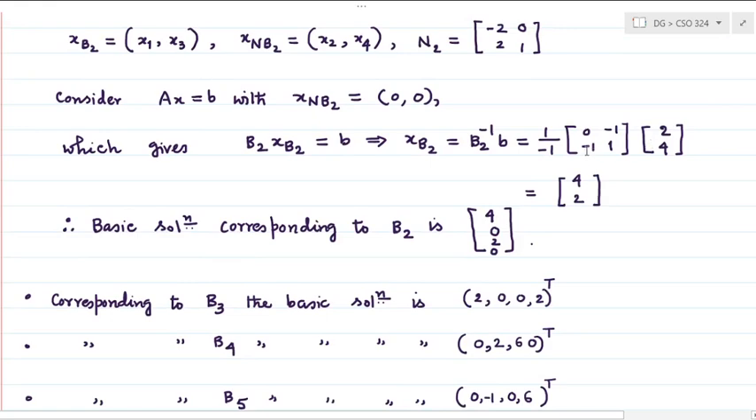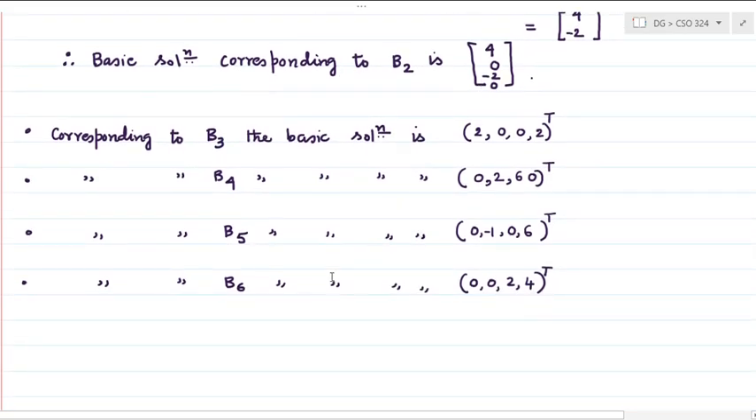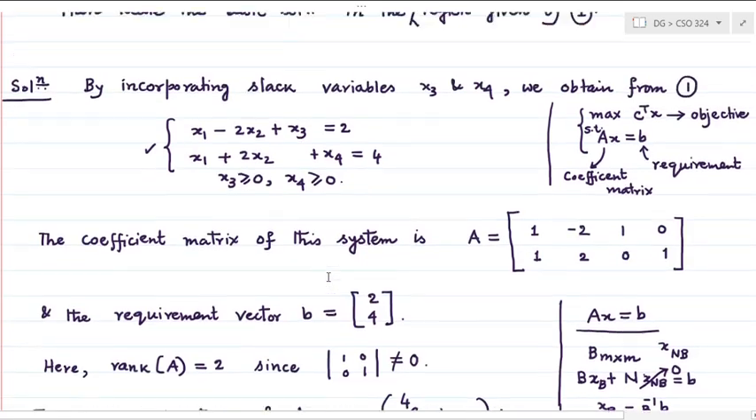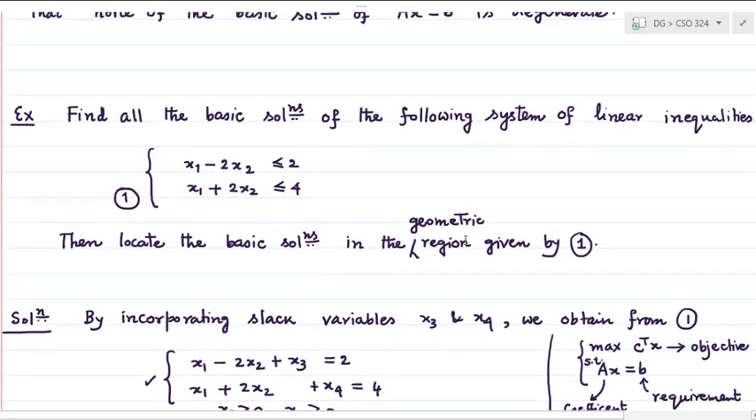Here, okay, I guess I have made a mistake here. The calculation, here we have -1, then -2, this is 4, and then -2. I should have -2 here. Sorry, this will be -2. Okay, so these are all 6 basic solutions I have now collected. Then it was asked that you locate those basic solutions in the geometric region given by 1. So let us try to graph out the region given by these inequalities.